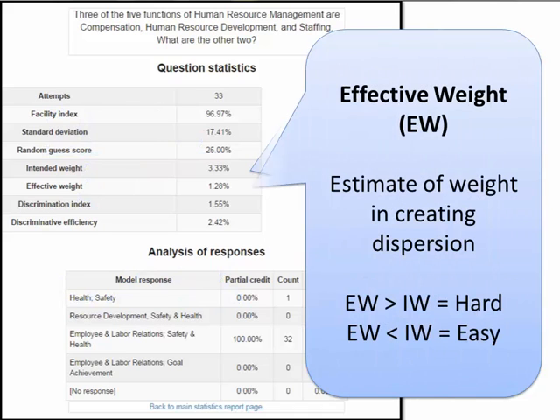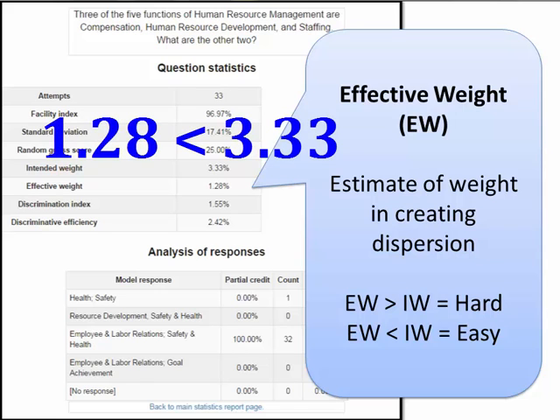Unlike the simple calculation of the intended weight, the effective weight is the actual measure of how critical this one question was in determining the final score on the exam. If the estimated weight is greater than the intended weight, then this is considered to be a hard question. If, on the other hand, the estimated weight is less than the intended weight, it's considered easy.